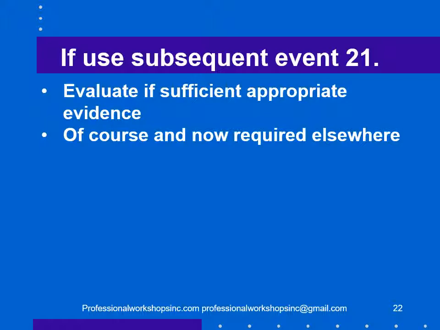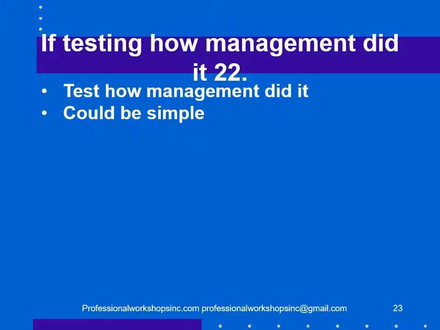If you use subsequent events, evaluate if you have obtained sufficient appropriate evidence, and of course you would do that, and of course that's now required elsewhere. If you're testing how management did it, you test how management did it. That could be simple, and be careful with that, as I said before.